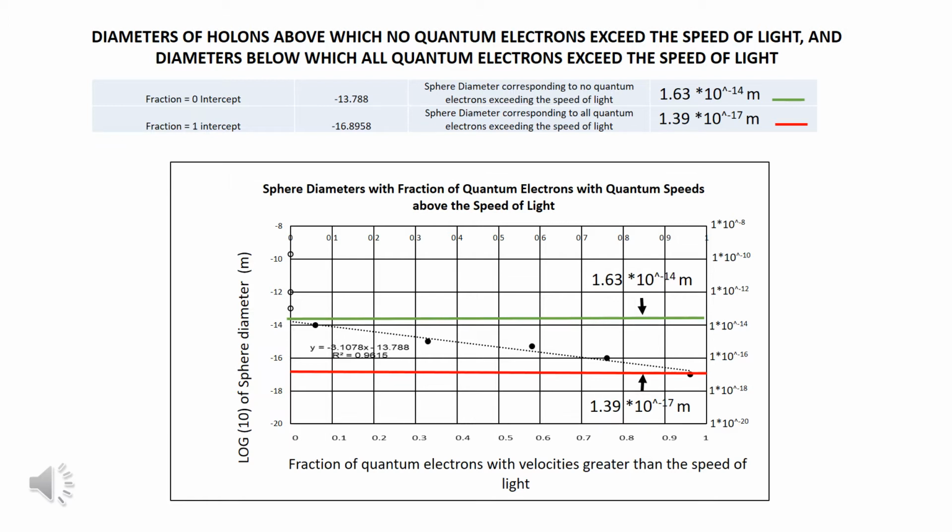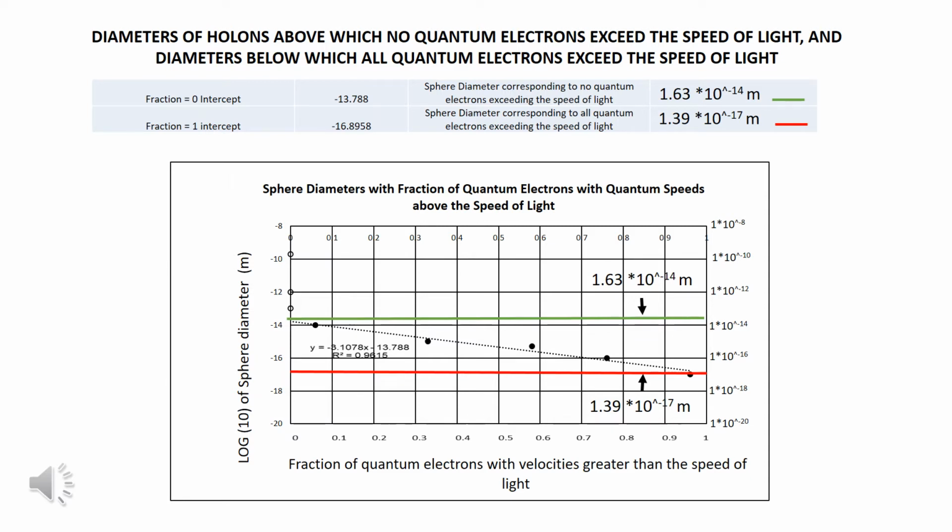So what can this diagram tell us? Well, remembering that our holons are made from quantum processes, of which their quantum electrons are an integral part, we can suggest that the quantum electrons that have velocities that exceed the speed of light escape from the holon boundaries, taking their quantum processes with them. So holons with an extension greater than 1.63 times 10 to the minus 14 meters are stable, because they have many stable quantum processes that contribute to their structural boundaries.